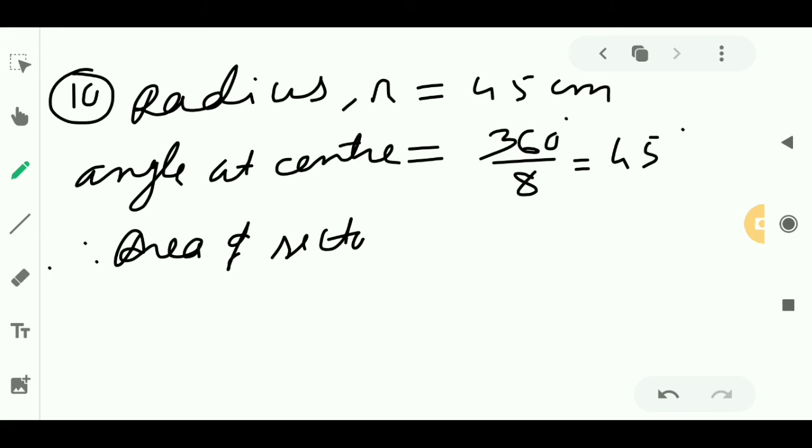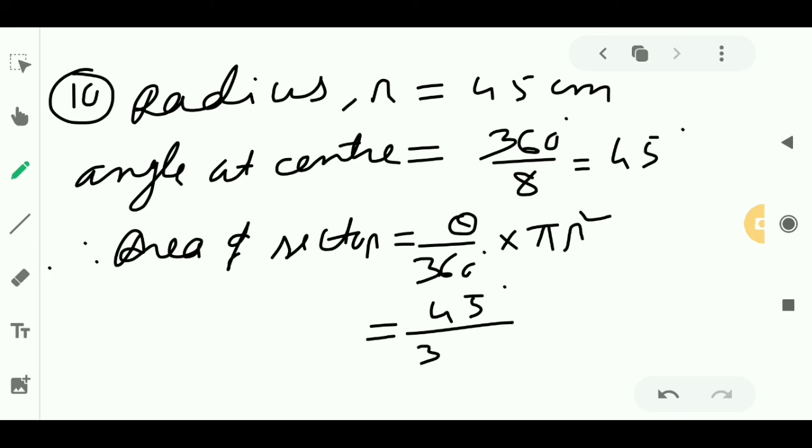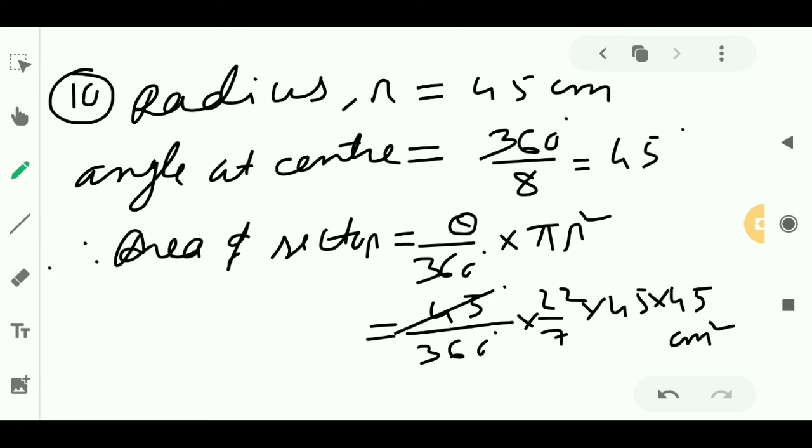The formula for the area of a sector we are going to use is theta by 360 into pi r square. So 45 by 360, pi is 22 by 7, r is 45 into 45 centimeter square. Now 45 by 8, then we cancel with 2, this is 11, and with 2 that is 4, and I think no more cancellation is there, so we are going to multiply. 45 times 45 is 2025.